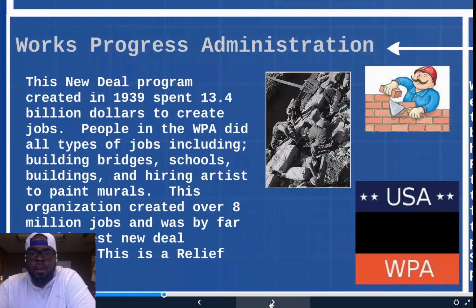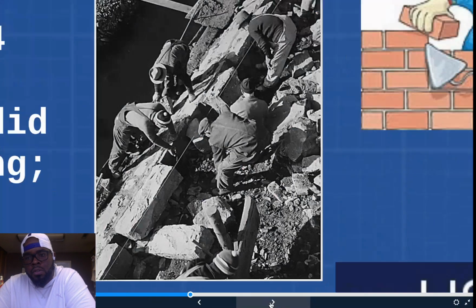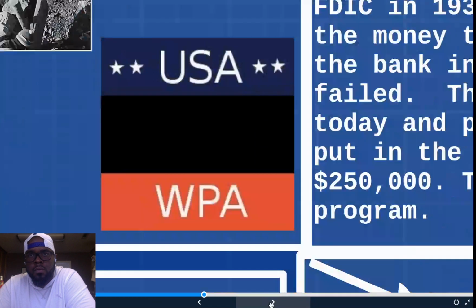The next thing we have is the WPA, which was the Works Progress Administration. This was a relief program that was created in 1939. And what this program did was give jobs for people building bridges, schools, and also hire artists to make murals. This organization created over 8 million jobs and was by far the biggest New Deal program and also one of the most successful ones. Okay, so some more pictures for you guys to see the WPA at work.